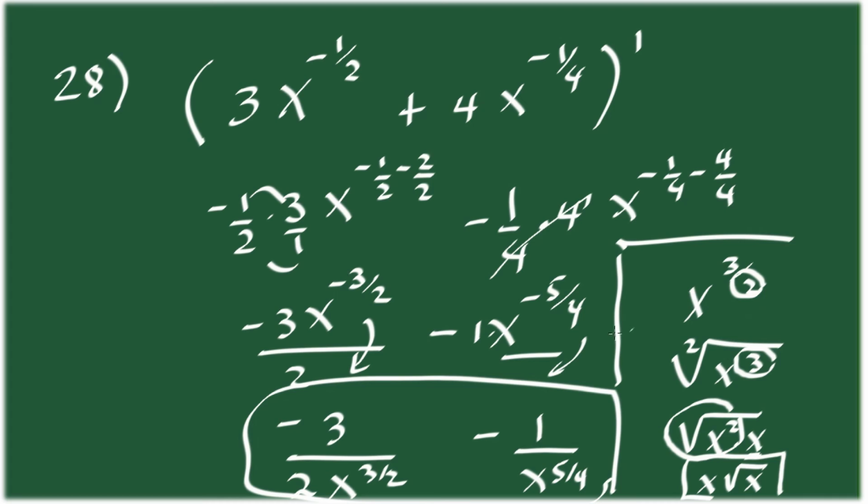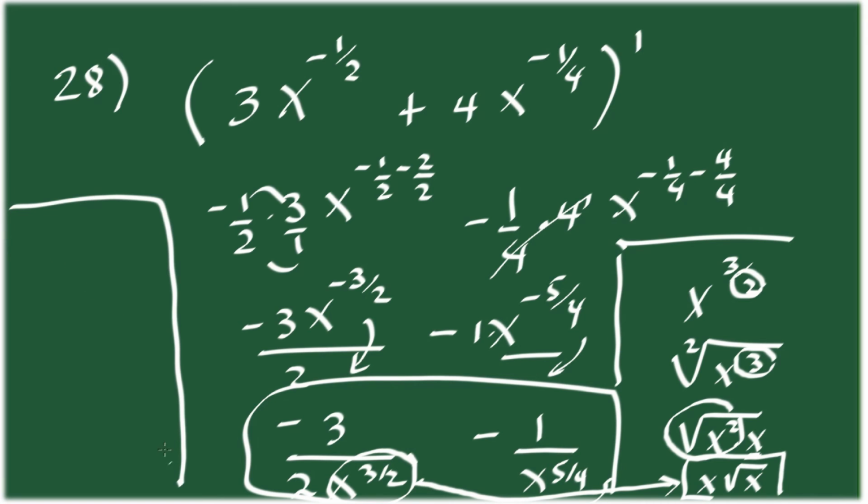So that part right here, you can replace with this one. Now same with the x to the 5/4. The x to the 5/4 is the fourth root of x to the 5th.